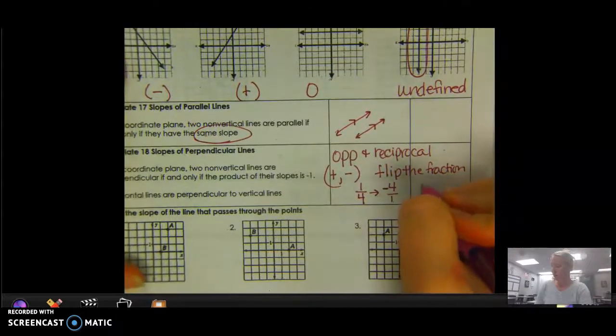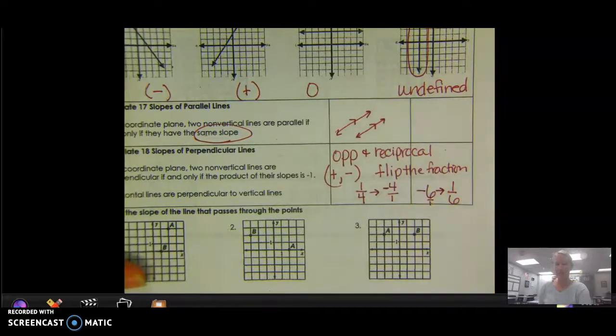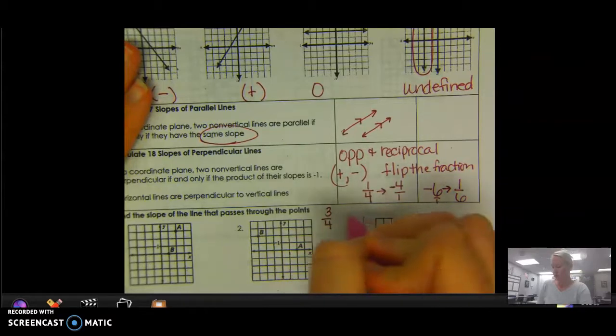So same thing, if I had a slope of negative 6, the opposite of a negative is a positive. The reciprocal of 6, which is really 6 over 1, would be 1/6. If a line had a slope of 3/4, opposite would be negative, and it'd be 4 over 3.